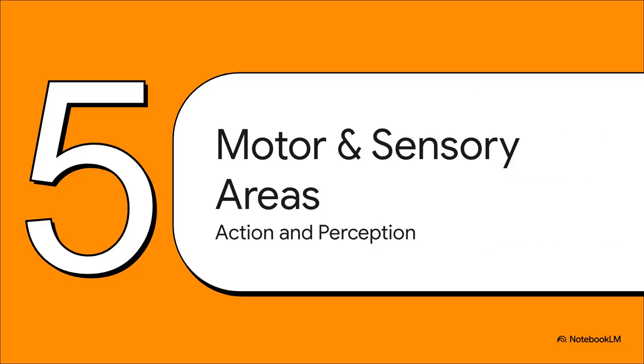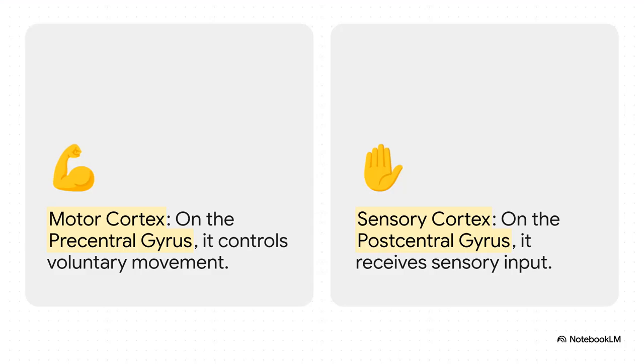Okay, let's move on to section 5. We're going to zoom right in on those major functional areas we just mapped out, and we'll get into the specifics of what the motor, sensory, and the association areas of the cortex really do. Okay, check this out. We're looking at 2 of the most important strips of real estate in the entire brain.